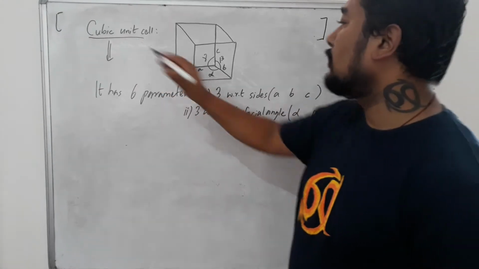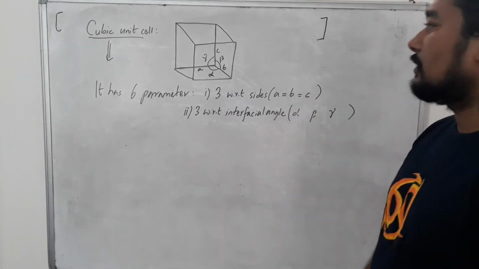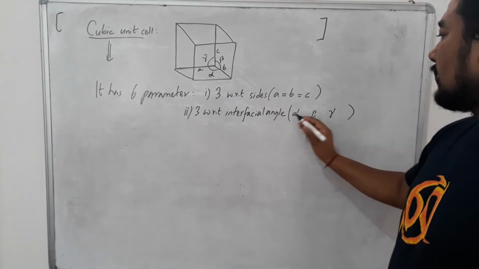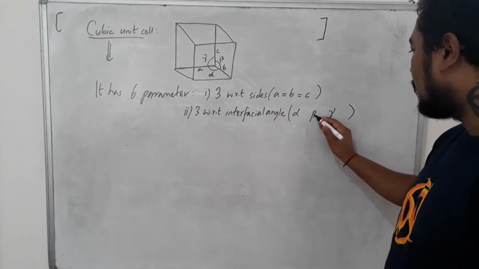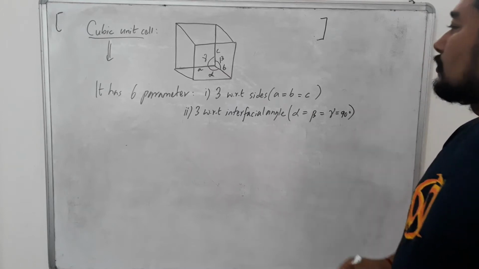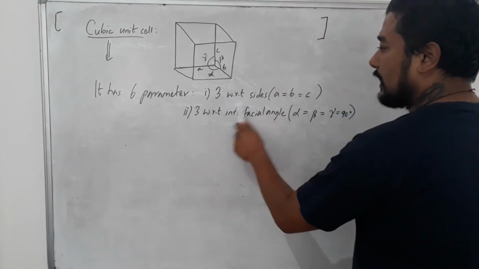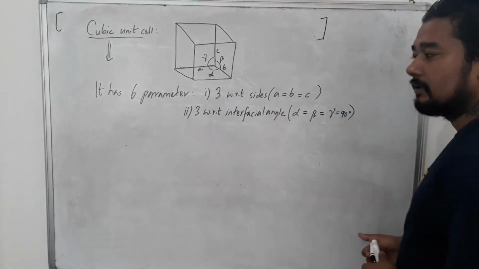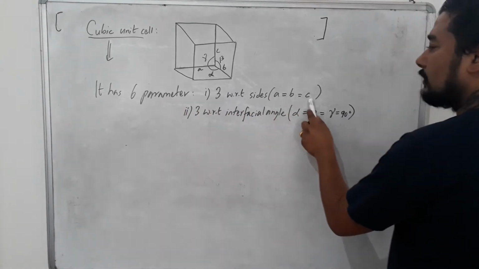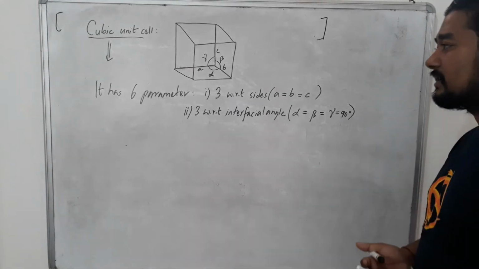And do remember, in a cube all sides are equal, so A is equal to B equal to C. It has 3 interfacial angles alpha, beta, gamma, and in a cube all angles are equal to 90 degrees. So to remember, a cubic unit cell has 6 parameters, 3 with respect to sides, 3 with respect to interfacial angles. In a cube all sides are equal, A, B, C are equal, and all angles are equal to 90 degrees, that is alpha, beta, gamma is equal to 90 degrees.